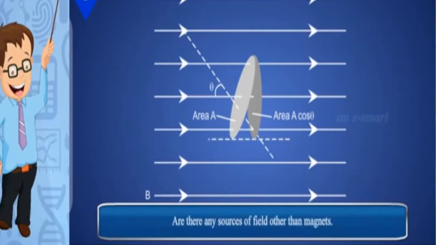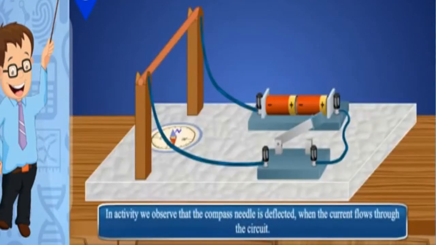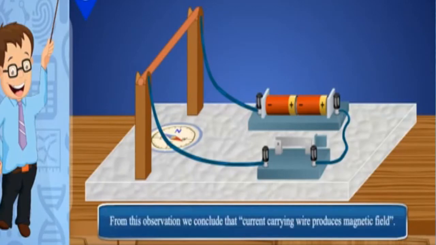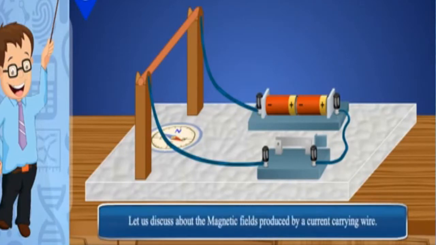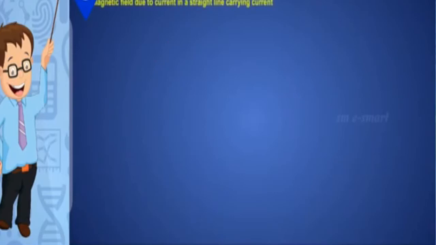Are there any sources of field other than magnets? Magnetic field due to currents. In an activity, we observe that the compass needle is deflected when the current flows through the circuit. From this observation, we conclude that a current carrying wire produces a magnetic field. Let us discuss the magnetic field produced by a current carrying wire. Magnetic field due to current in a straight wire carrying current.